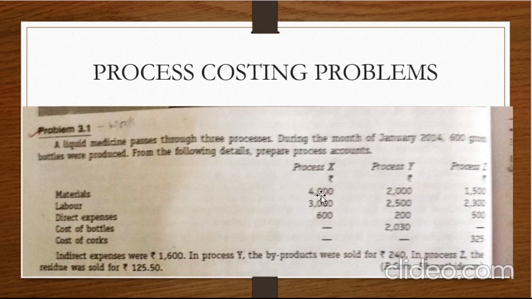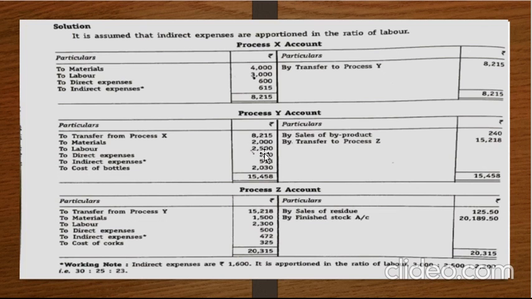So next you will record all the inputs which is present in process Y. So inputs are material, which is 2,000, labor 2,500, direct expenses 200. Then you have indirect expenses to be apportioned. How much is your indirect expenses? 1,600. Out of 1,600 you apportioned X's part and you have calculated it. You have got 615. Now Y's part. How much is Y's proportion? 25. So your indirect expenses is 1,600 into 25 divided by 78 will give you 513. So that is your indirect expenses.